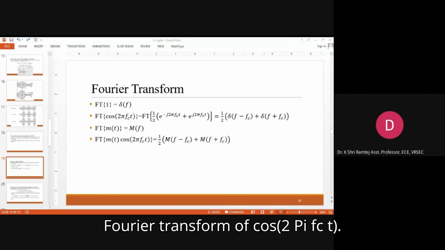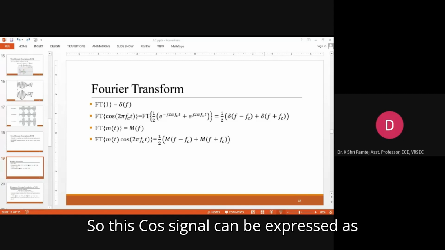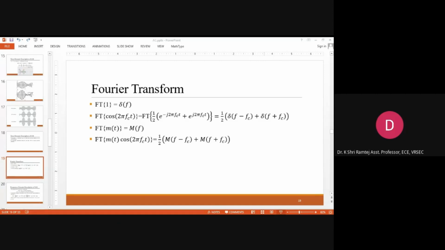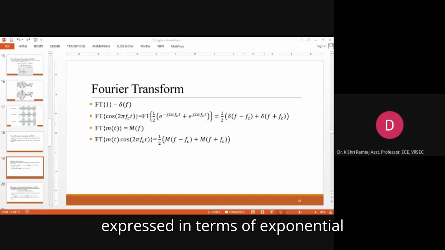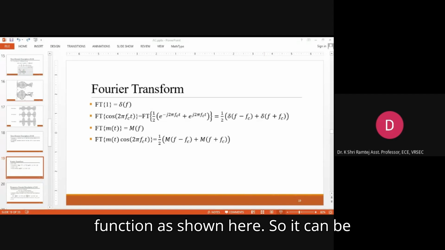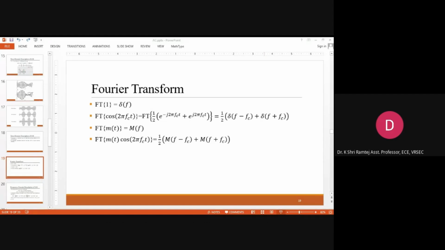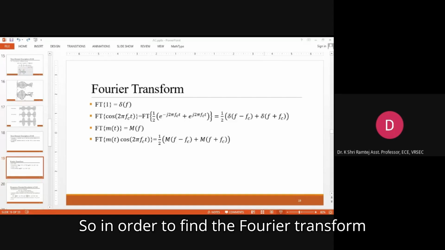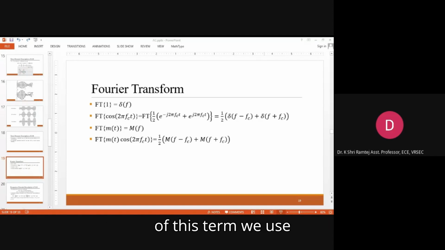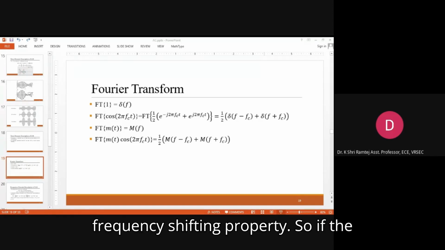Coming to the Fourier transform of cos 2 pi fct, this cos signal can be expressed in terms of exponential functions as shown here. It can be expressed as e power minus j 2 pi fct plus e power j 2 pi fct, by 2. In order to find the Fourier transform of this term, we use the frequency shifting property.